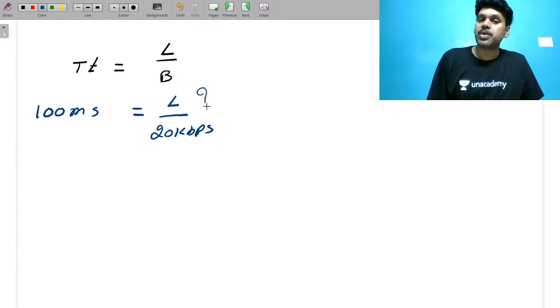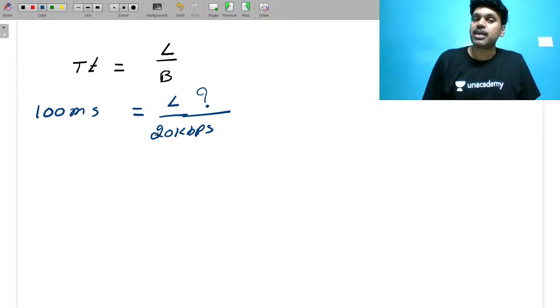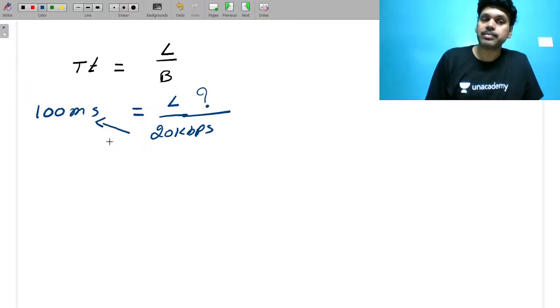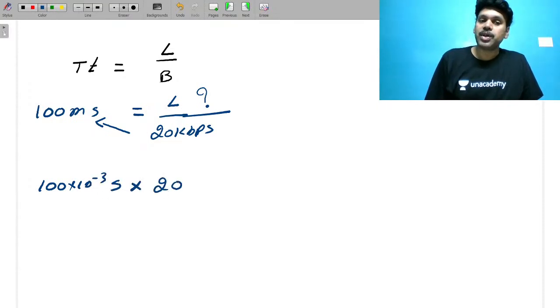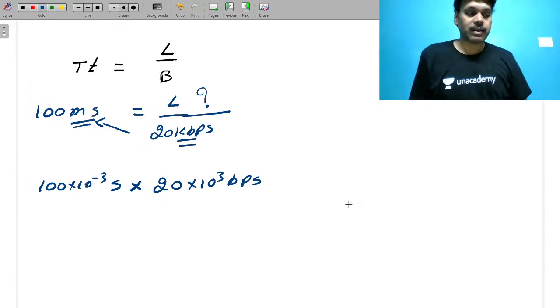So this one we are going to find the L value. So how are you going to find the L value? It is 100 into 10 power minus 3 s into 20 into 10 power 3 bits per second. KB means 10 power 3, ms means 10 power minus 3.